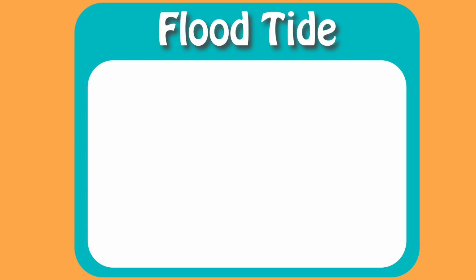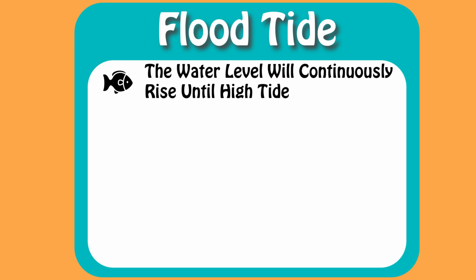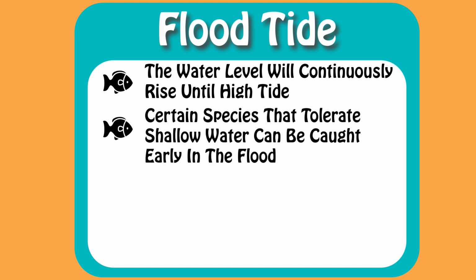The flood tide will start immediately after low tide. During this time, the water level at a venue will continue to rise all the way up to the next high tide. Though the later part of the flood near to the high is generally regarded as one of the most productive times, there are actually certain species you can catch earlier on in the flood, which not only tolerate but thrive in shallow water conditions.